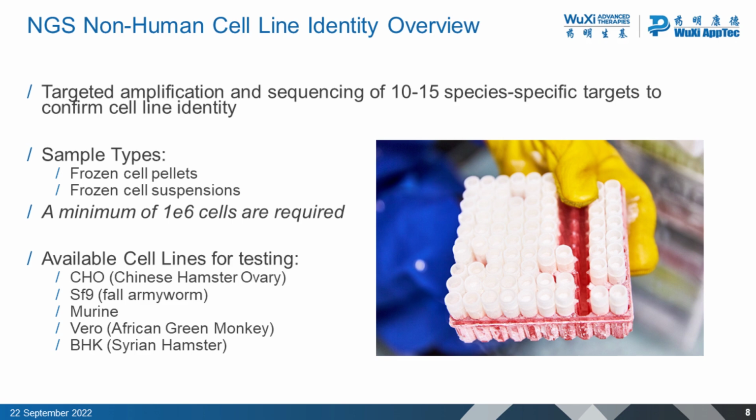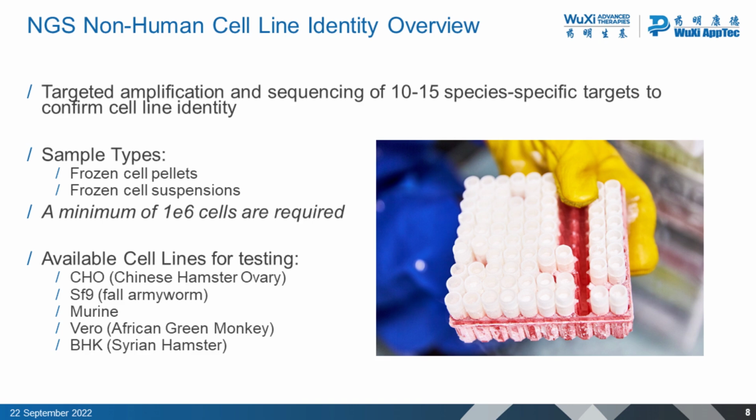So we can use these loci, and the presence and absence of at least 12 out of the 15 loci can tell us about a match or a mismatch of the identity. Typical sample types that we accept for this kind of assay are either a frozen cell pellet or a frozen cell suspension.